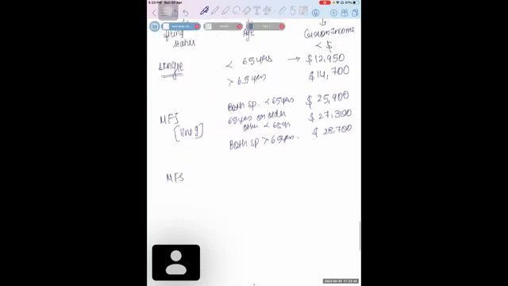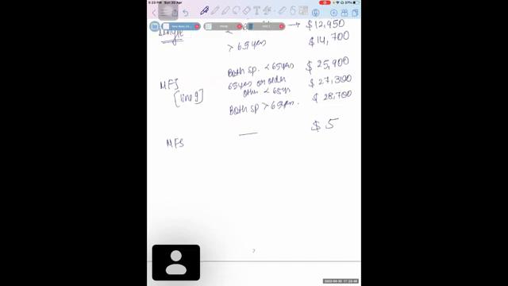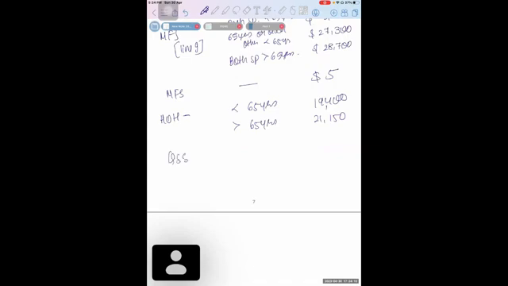If you are MFS, you're filing a separate return, there is no age criteria. Even if you're earning $5, you'll have to file the tax return if you decide to file a separate tax return. Next is HOH. If you are up to 65 years and you decide to file HOH, then 19,400 is the limit. And if your age is more than 65 years, then it is 21,150. Next is qualifying surviving spouse, up to 65 years and more than 65 years.